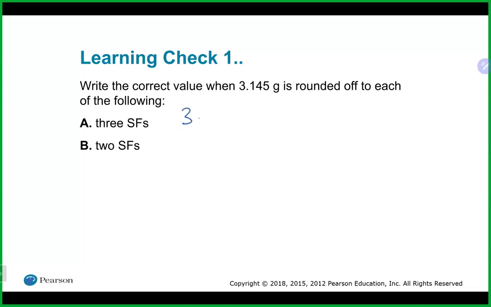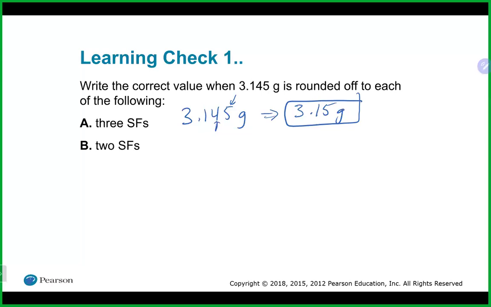We're going to start with the same number in each case. First case, we want 3 significant figures. So going left to right, that is going to be my third significant figure there, which is the 4. In this case, we want to look at the number next to it, which is a 5. So we do want to round up in this case. And that would then get us 3.15 grams, which is our 3 significant figures.